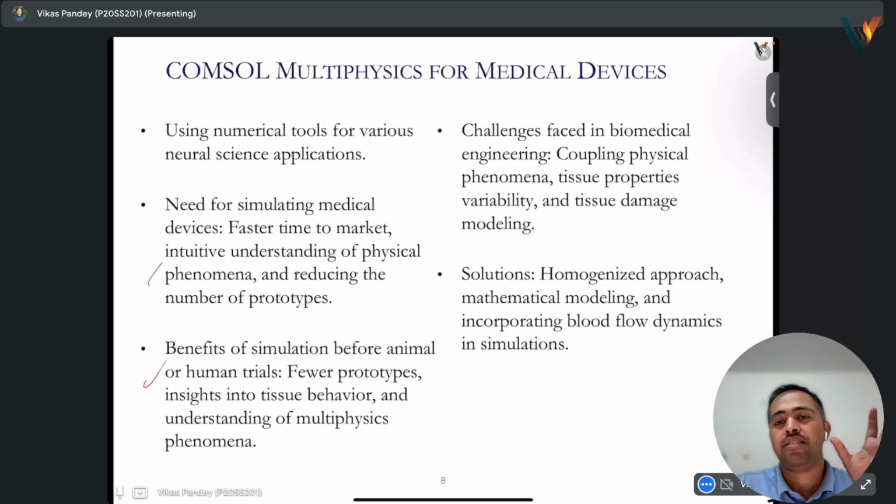Then tissue damage modeling is still a problem. How much tissue will be damaged and all. Again, the physical phenomena we study in an idealized environment. We take a lot of ideal conditions that cannot directly be kept in simulations. In a real life scenario it will have some differences. So what is the solution at present? We homogenize everything, like we take the average or something like that, and then we homogenize.